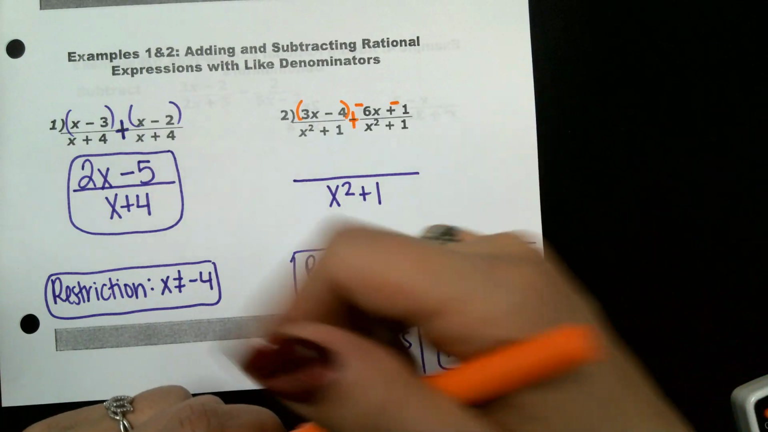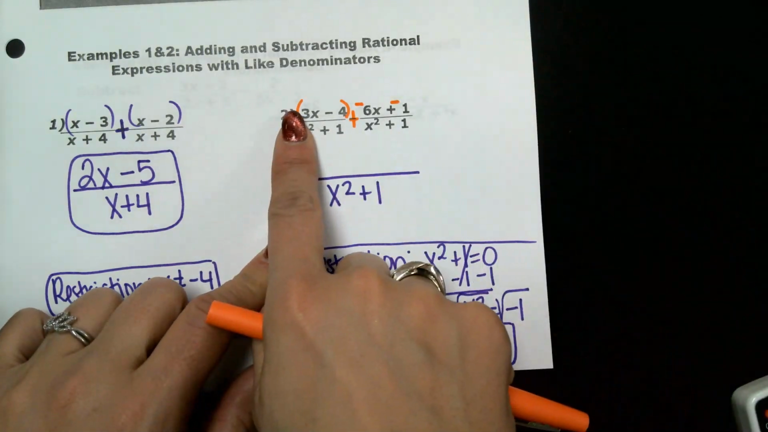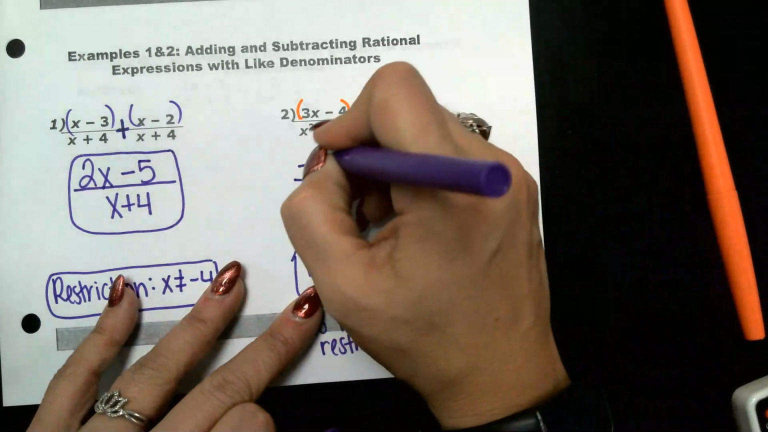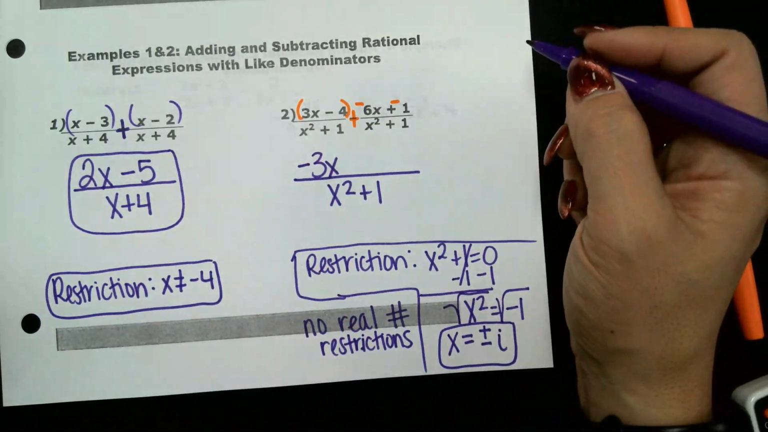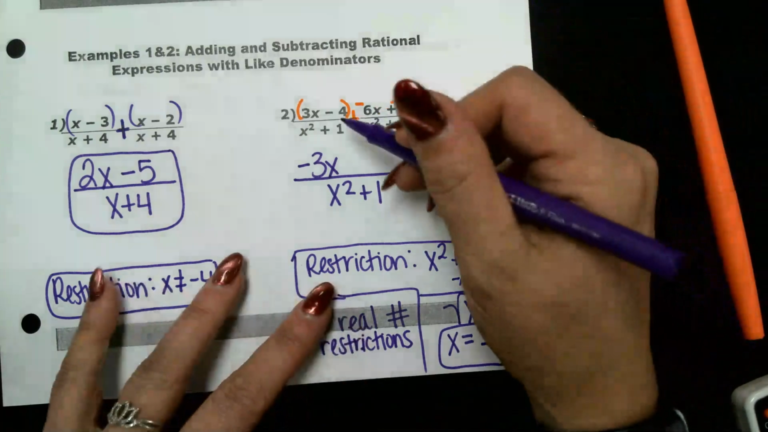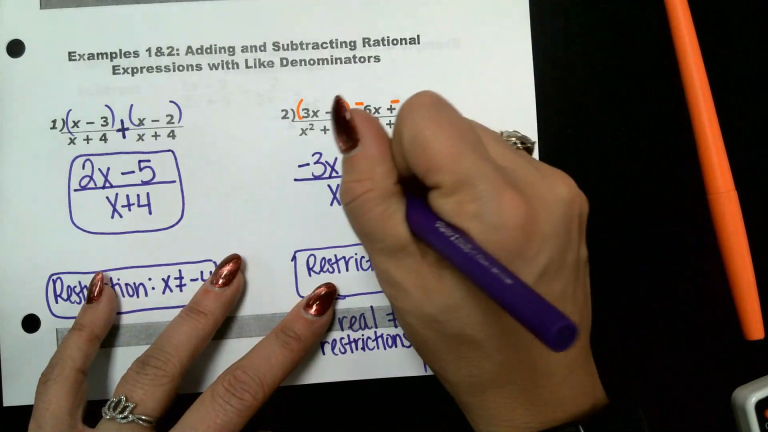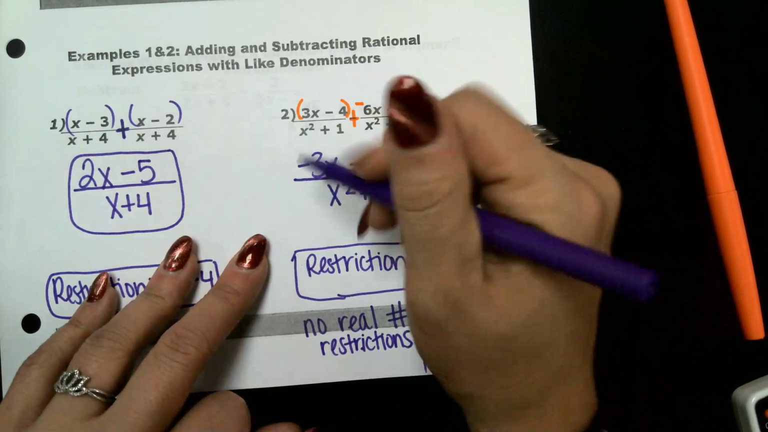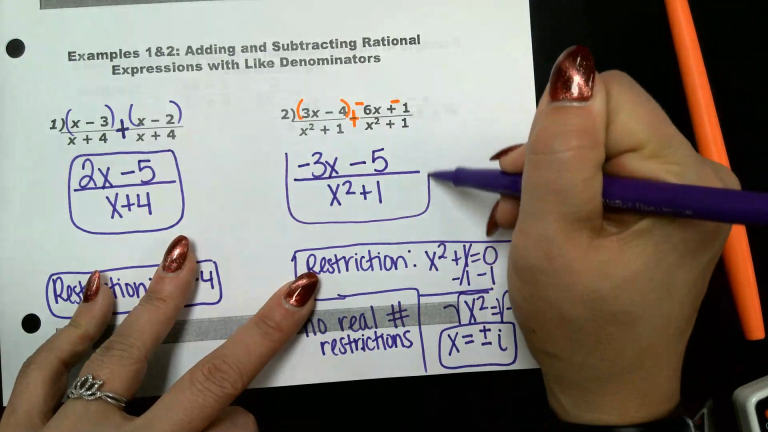Now we can put everything together. So if we had 3x plus -6x, what is that? -3x. And then -4 plus -1. Try again. -5. Oh, sorry. It's okay.